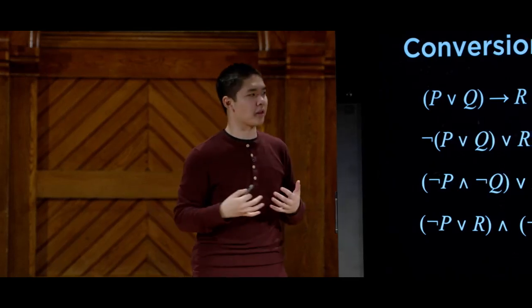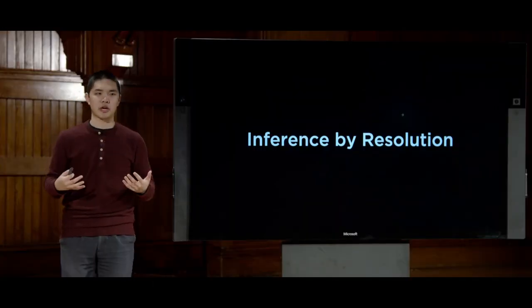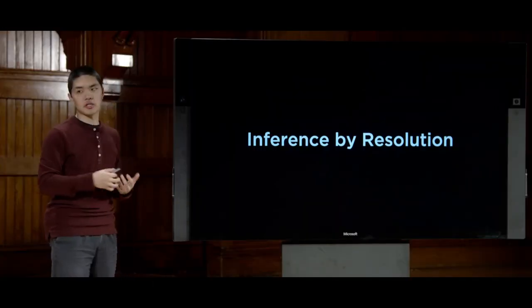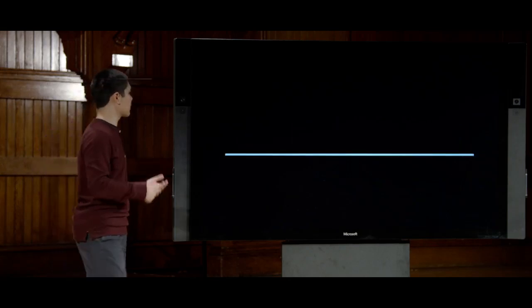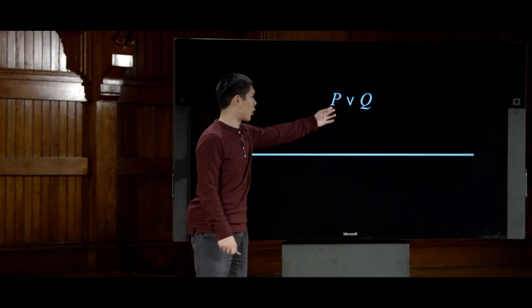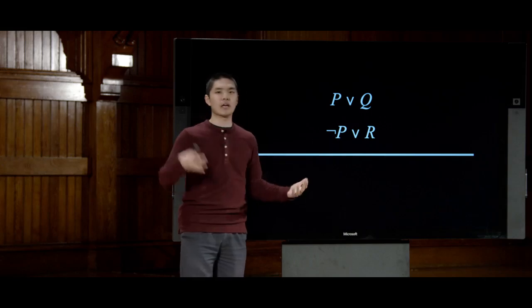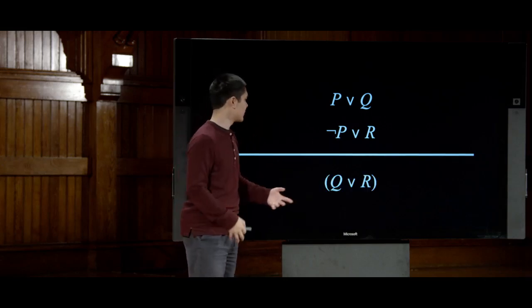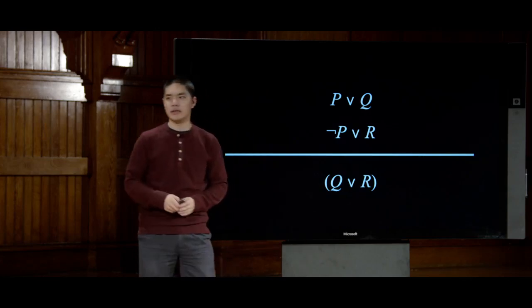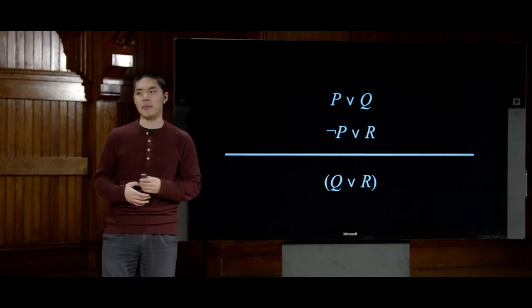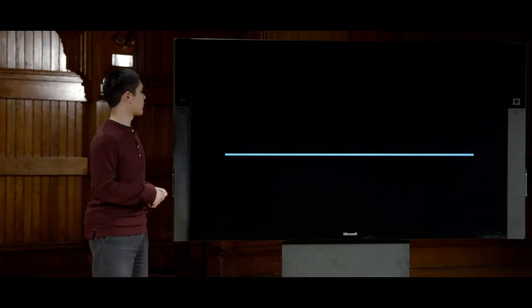And we call this process inference by resolution, using the resolution rule to draw some sort of inference. And it's based on the same idea, that if I have P or Q, this clause, and I have not P or R, that I can resolve these two clauses together to get Q or R as the resulting clause, a new piece of information that I didn't have before.